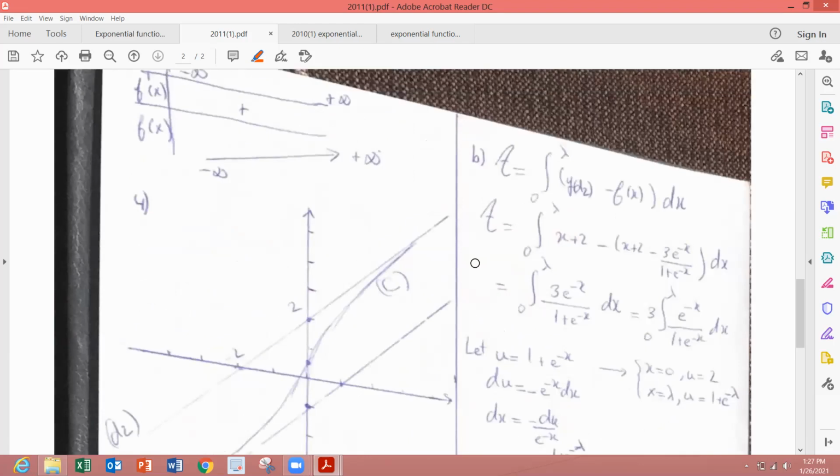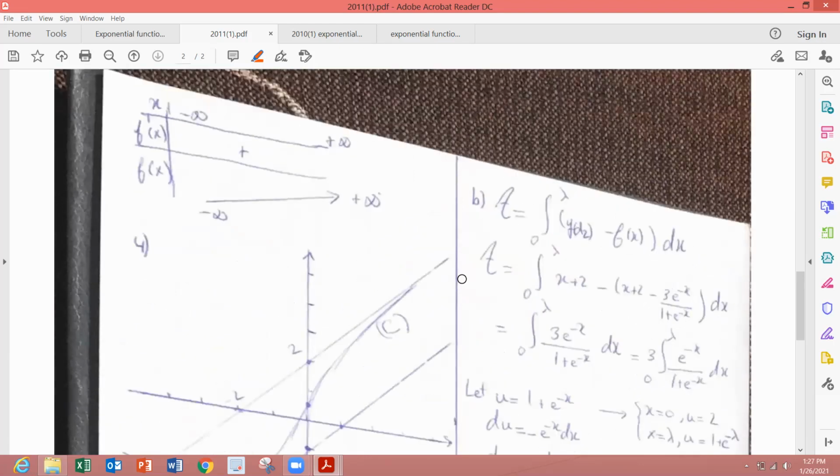Now the table of variations. This is x, this is f prime. The domain of definition is minus infinity to plus infinity. The derivative is positive, then f is increasing. At minus infinity we get minus infinity. At plus infinity we get plus infinity.